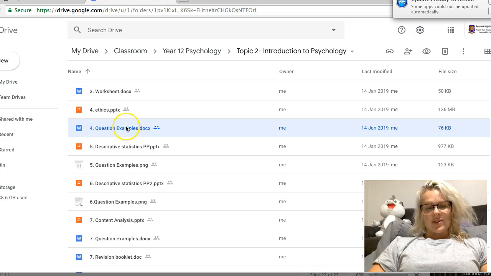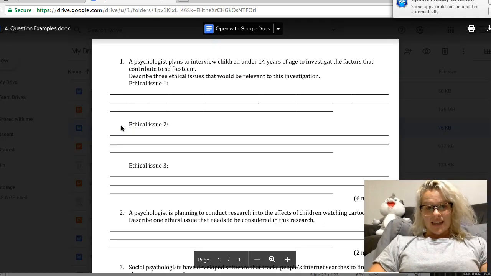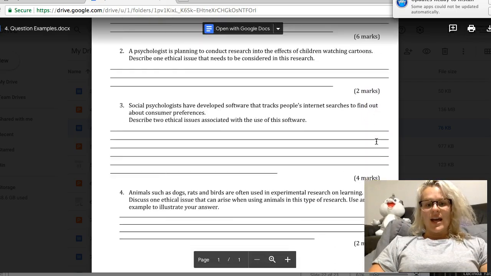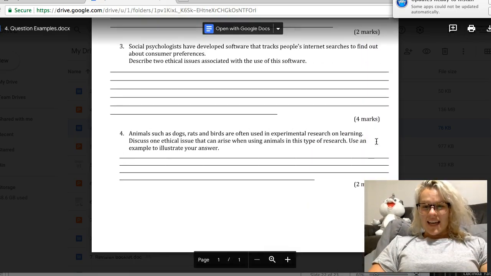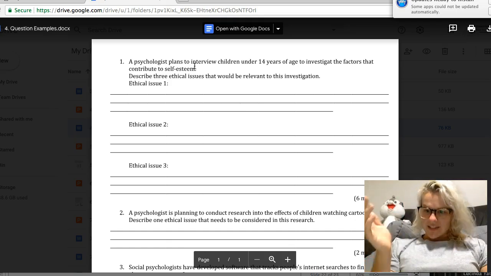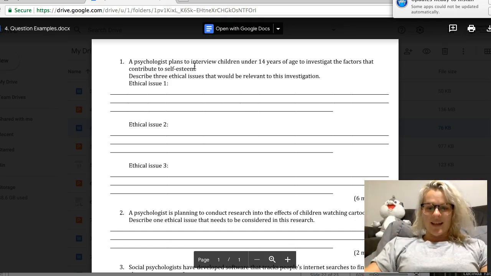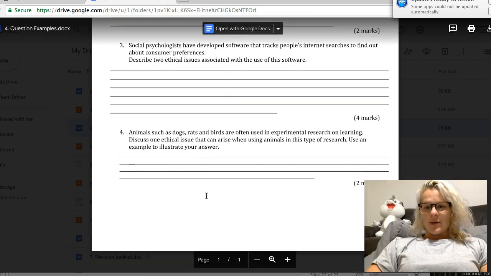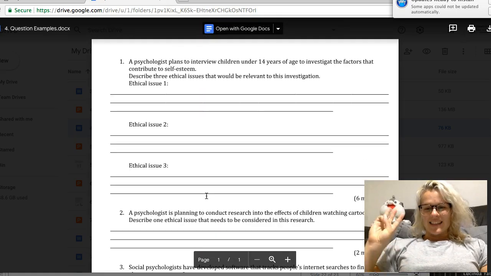So the next thing that you're going to need is number 4, question examples, and this is all ethical issues. So they're asking you specifically about ethics. They're asking you to list different ethical issues. Have a look at the ages, so remember parental consent, and for each one I want you to have a go at using a different ethical issue. So the most that they're ever going to ask you about is 3.